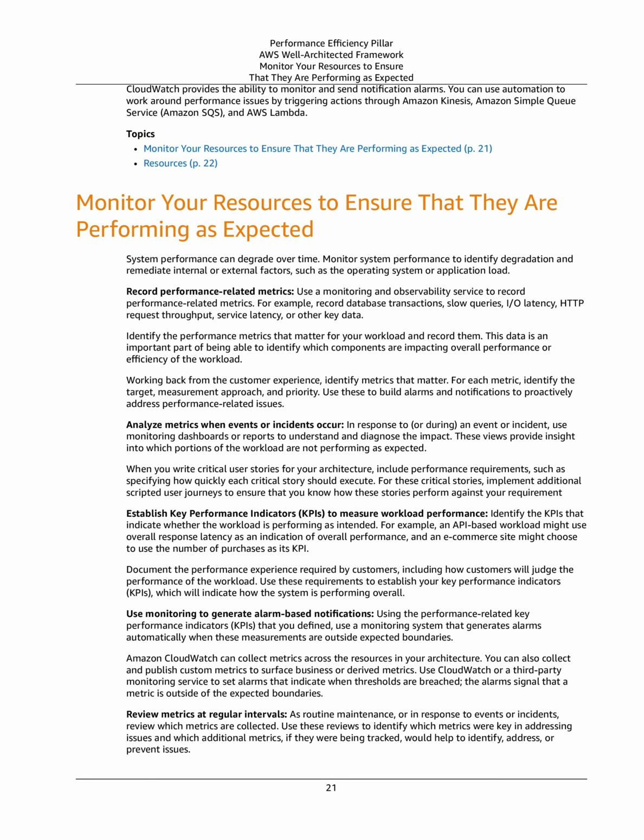Use monitoring to generate alarm-based notifications, using the performance-related key performance indicators, KPIs, that you defined. Use a monitoring system that generates alarms automatically when these measurements are outside expected boundaries. Amazon CloudWatch can collect metrics across the resources in your architecture. You can also collect and publish custom metrics to surface business or derived metrics. Use CloudWatch or a third-party monitoring service to set alarms that indicate when thresholds are breached. The alarms signal that a metric is outside of the expected boundaries.